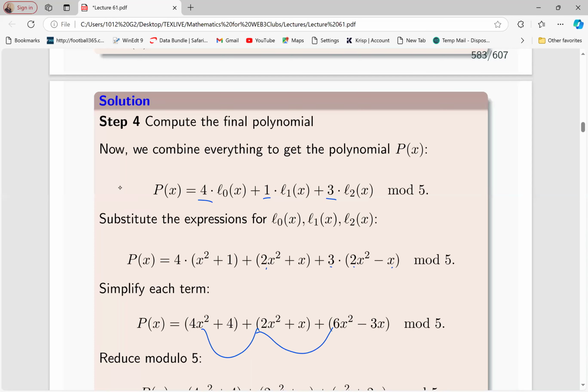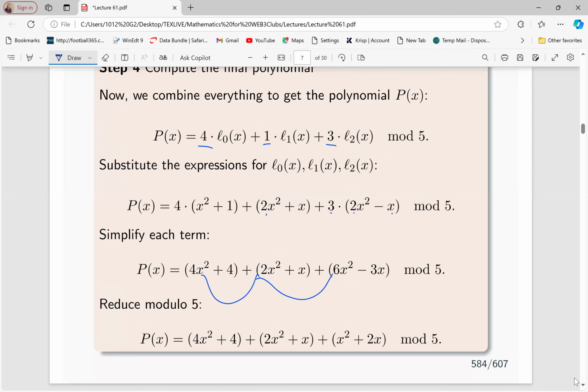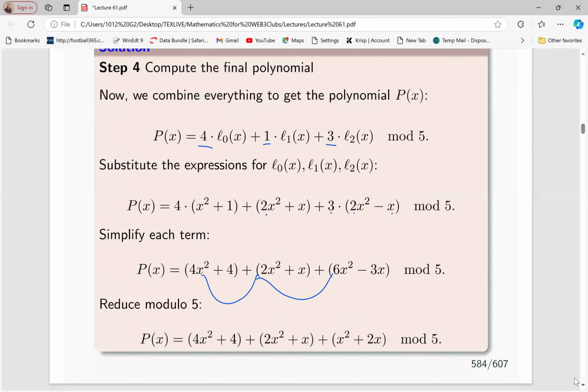That will be 6 mod 5. That gives us 2, because 6 plus 6 is 12. This is 4 plus that is 6 plus that is 12. Mod 5, that gives us 2x squared.